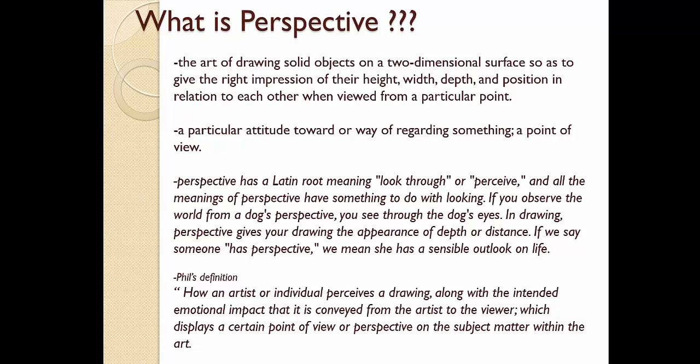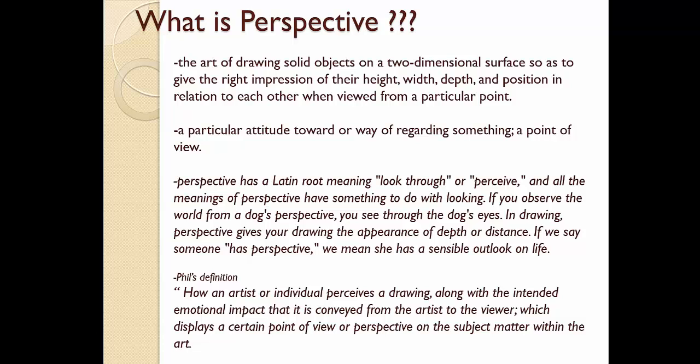Perspective has a Latin root meaning to look through or to perceive. All the meanings of perspective have something to do with looking and observing, observing from a viewer, and communicating to somebody else what you are viewing from a particular angle. I put a little example here: if you observe from a dog's perspective, you are seeing through the dog's eyes, which means we are displaying the dog's world to the viewer. Drawing perspectives gives you the appearance of depth or distance. If we say someone has perspective, we mean that he or she has a sensible outlook on life. These are sort of the base definitions that are out there.